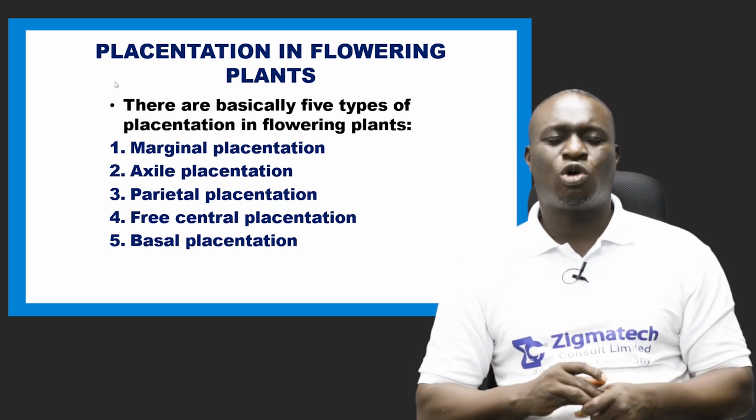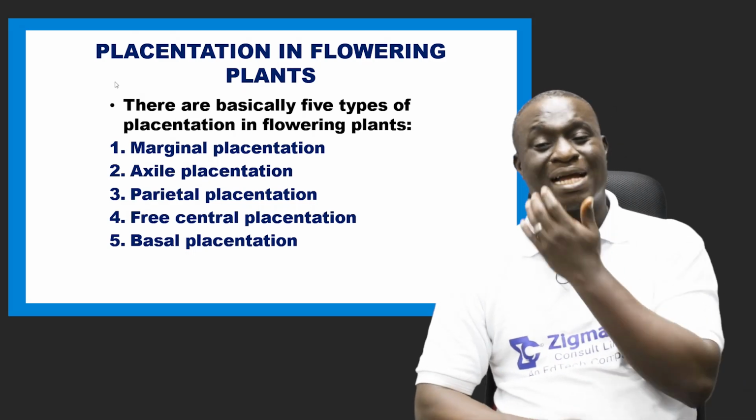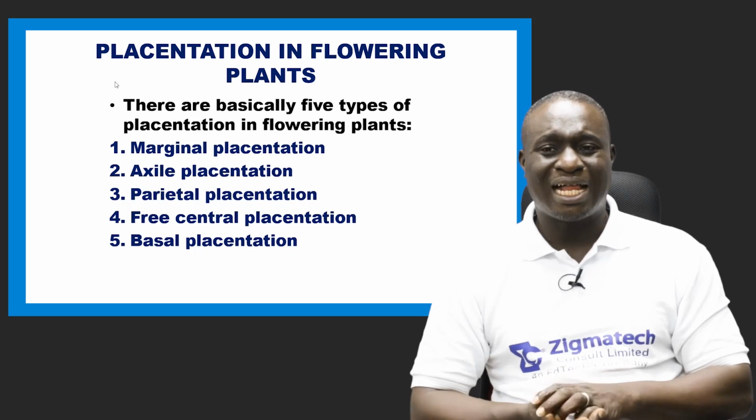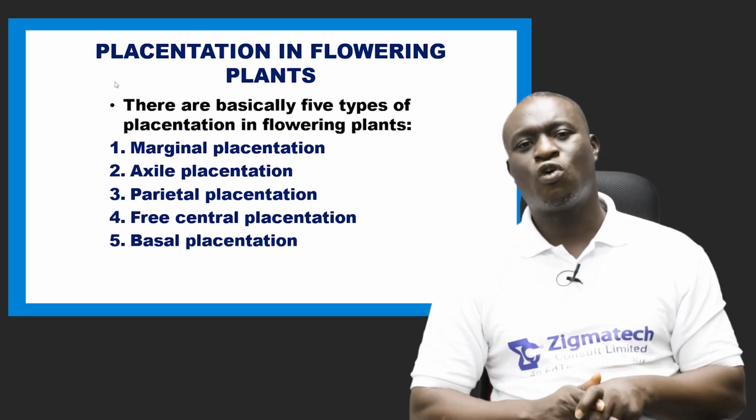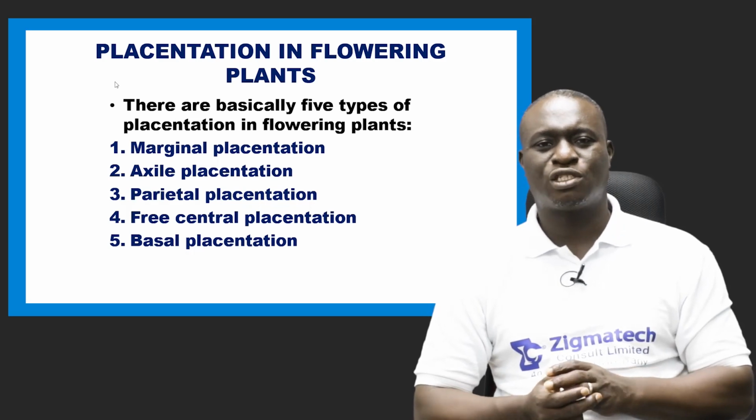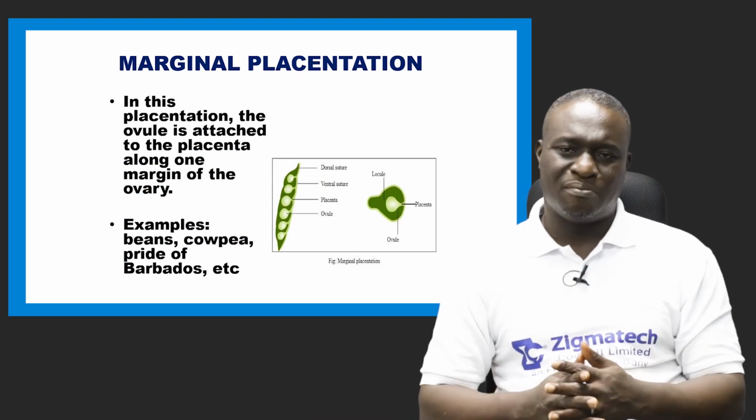Number 1 is what we call marginal placentation. Number 2 is axial placentation. Number 3 is parietal placentation. Number 4 is free central placentation. And number 5 is basal placentation. Now, let's take a look at each of them.